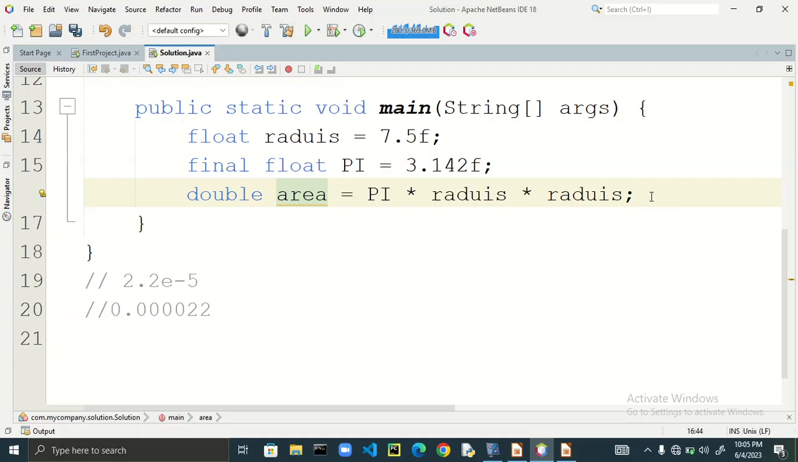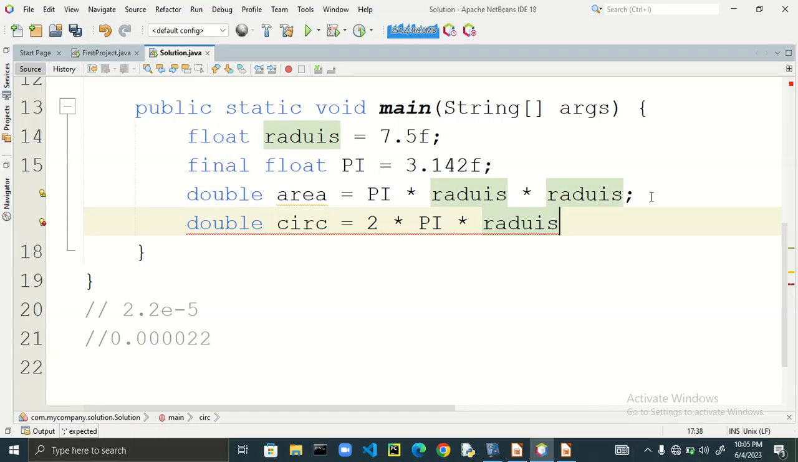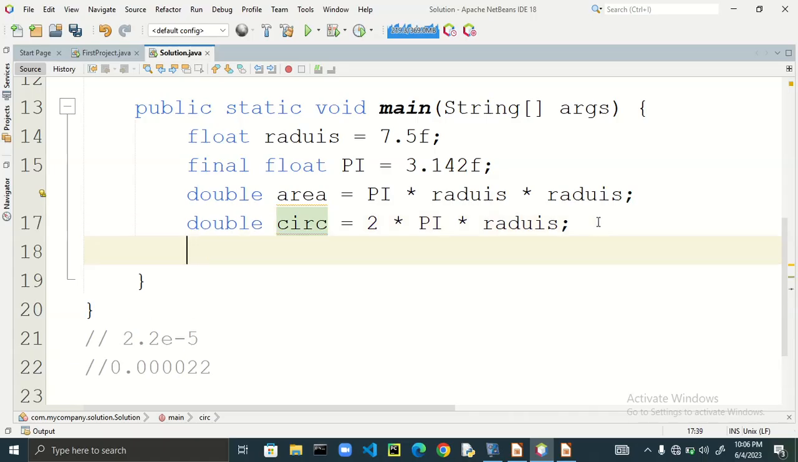And then let's find out the circumference. I would also use double here, circ for circumference. And then they said circumference is 2 multiplied by pi and then multiplied by radius. Now in programming, we use asterisk for multiplication, not this x here. We don't use x here. We use asterisk, and we use slash for division.